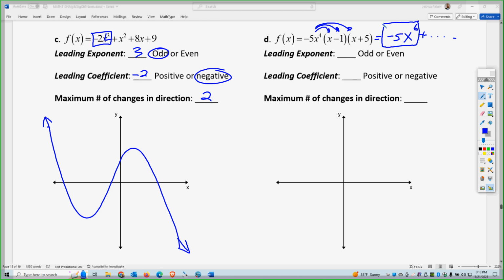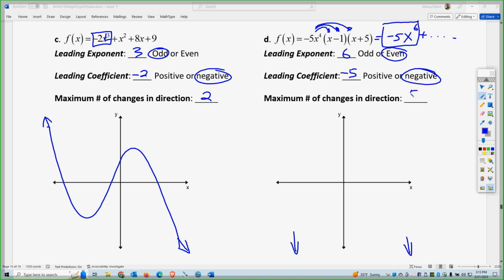Okay. All right. So if I do this, I get a 6, which is an even exponent, and I get a -5, which is a negative coefficient. Since this is even, they go the same direction, and negative goes down. So they both go down as a result, right? And again, test it for yourself. Plug a number into there. What do you get? If you plug a positive number in there, positive, the 6th power is positive, times -5 is negative. Plug a negative number into there. A negative number to the 6 is positive, times -5 is still negative.